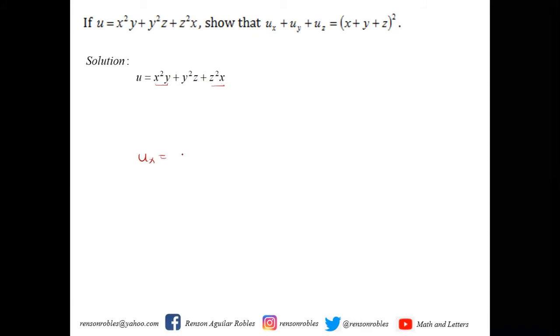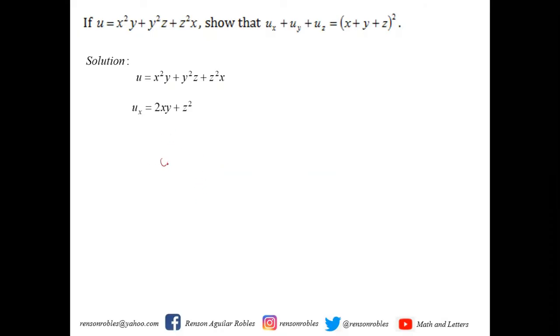So y is treated as constant, so the derivative of x squared is 2x. Then the derivative of this is 0, plus z squared is constant, and then the derivative of x is 1. So we shall have u sub x equals 2xy plus z squared.